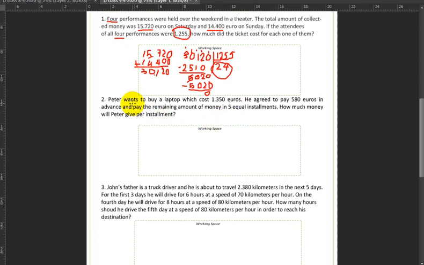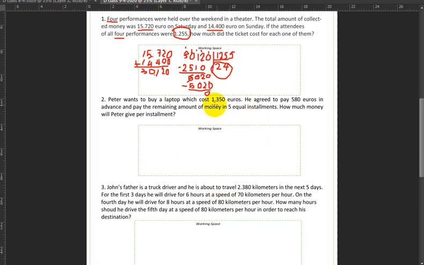Let's move on. Peter wants to buy a laptop which cost 1,350 euros. He agreed to pay 580 euros in advance and pay the remaining amount of money in 5 equal installments. How much money will Peter give per installment? 5 equal installments means that he's going to be paying the same amount for 5 months until he finishes paying it off.